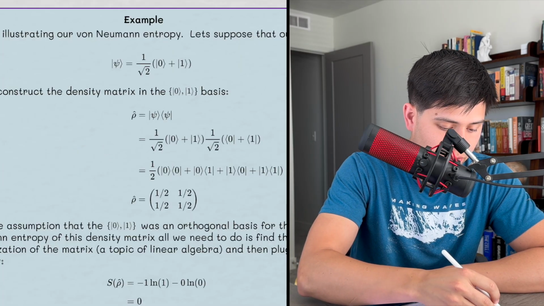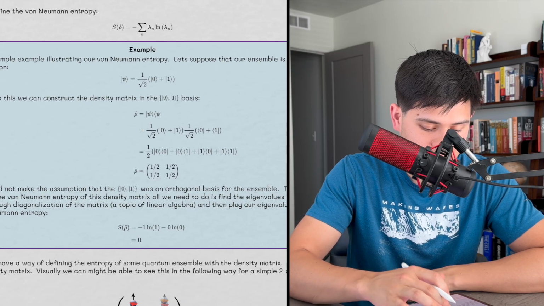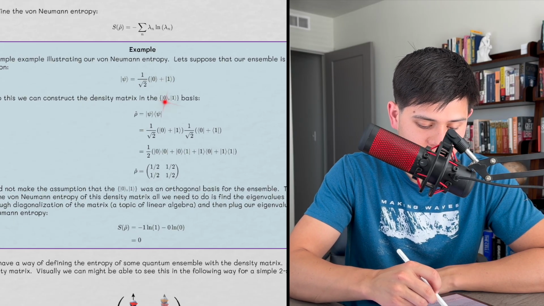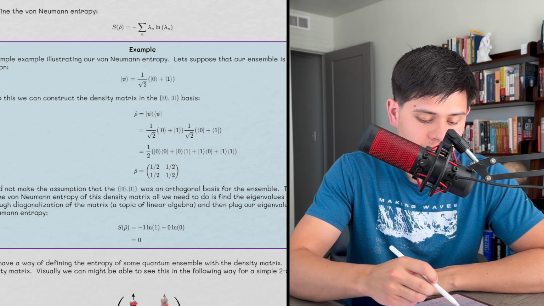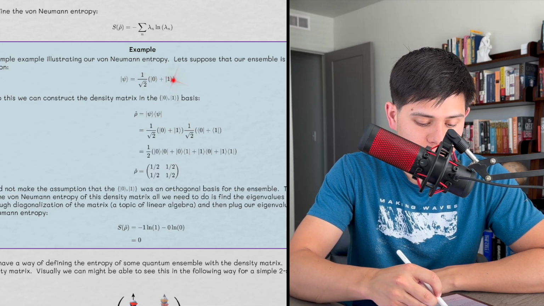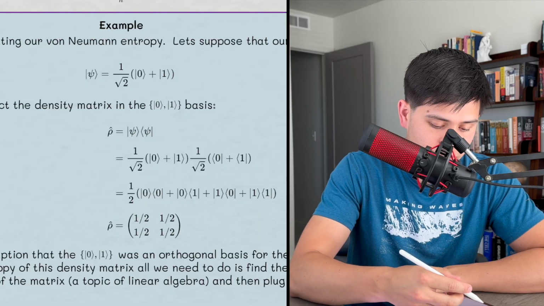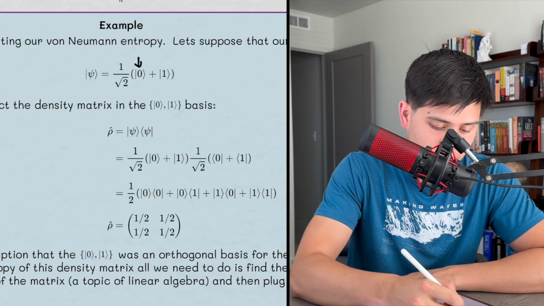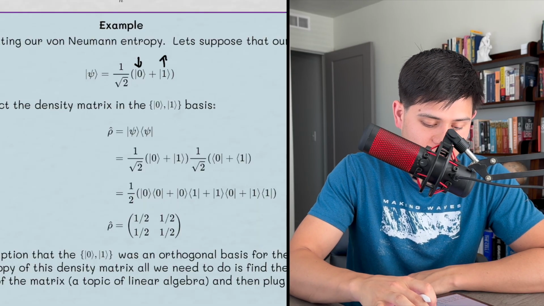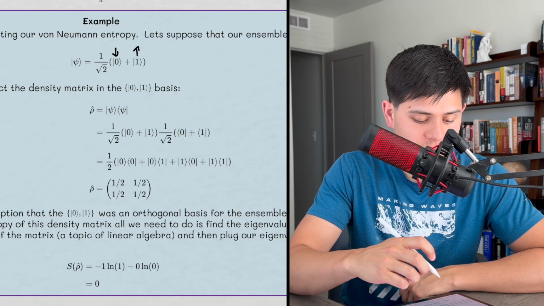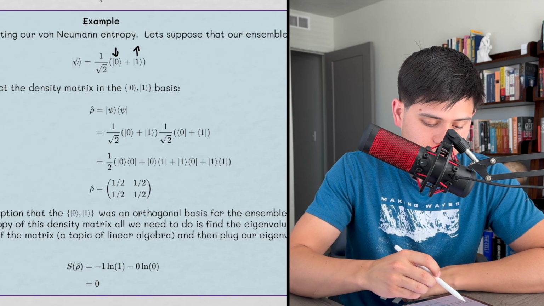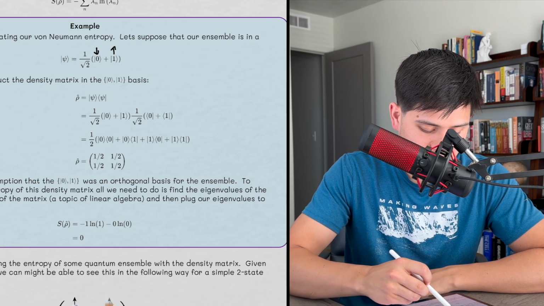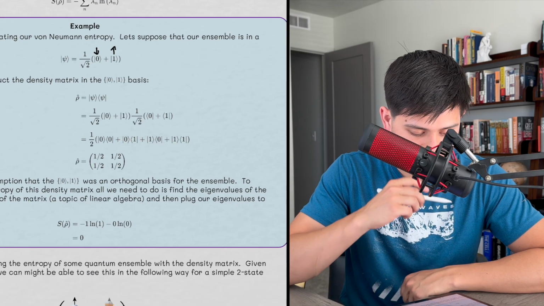But the one thing that we want to do here is actually see that in this basis, the 0, 1 basis, we can't make that assumption. We cannot make the assumption that 0 and 1, suppose this is the down state and this is the up state, are going to be orthogonal to each other in this case. And when we do that, we're going to see that these two elements here don't go to 0. And you can see this.